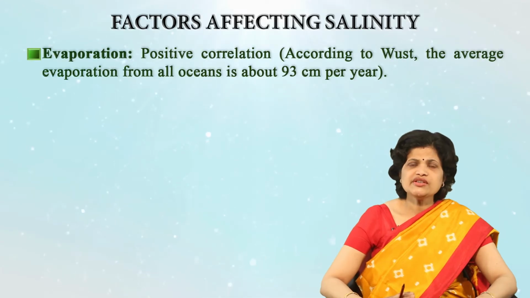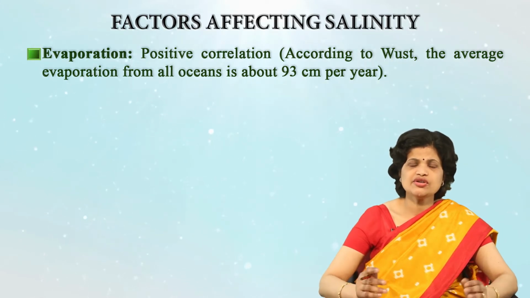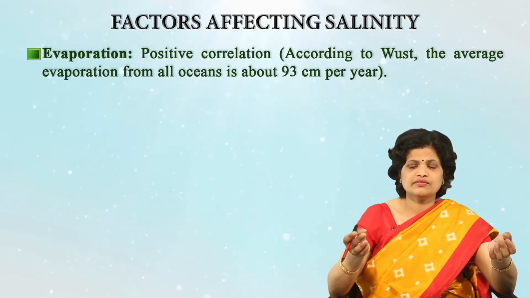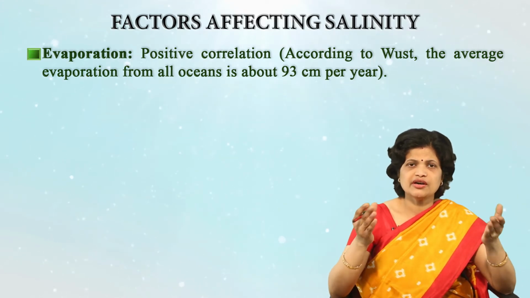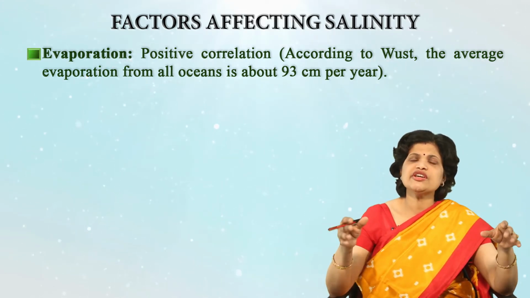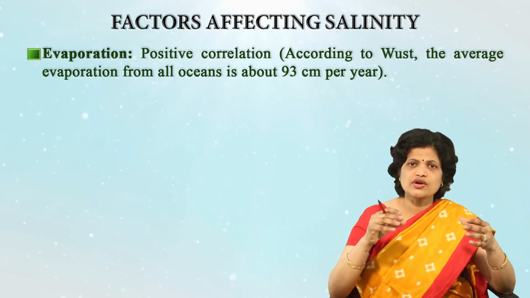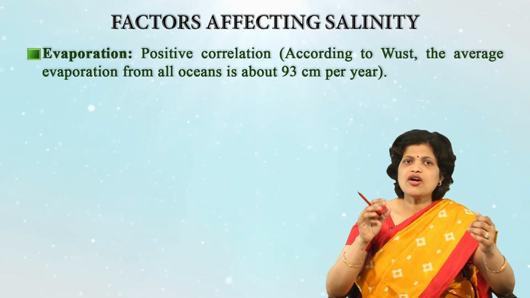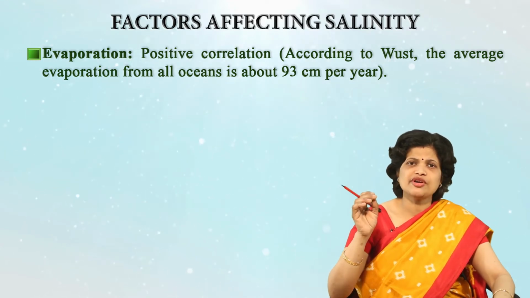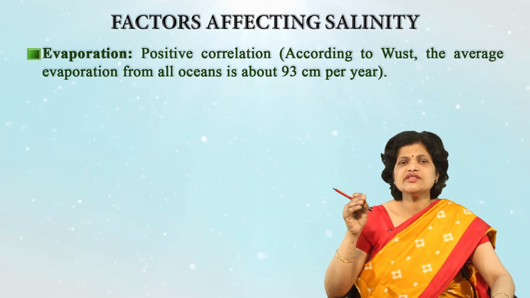Evaporation has a positive correlation with salinity, because during the process of evaporation, the water content of the sea water evaporates, and what is left behind are the salts. So definitely salinity will increase. According to us, the average evaporation from all oceans is about 93 centimeters per year.